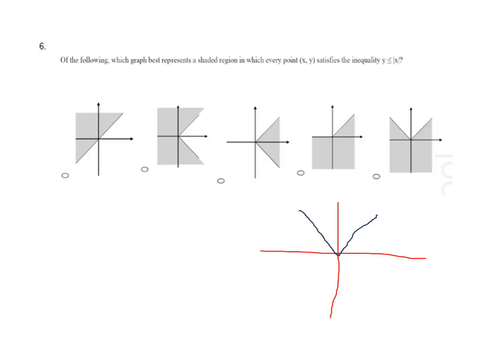It looks like this. This is y equal to absolute value of x. Now in our equation we have y less than or equal to absolute value of x. So we'll shade the lower portion of this graph, this one. So our answer will be the last one, that is option E.